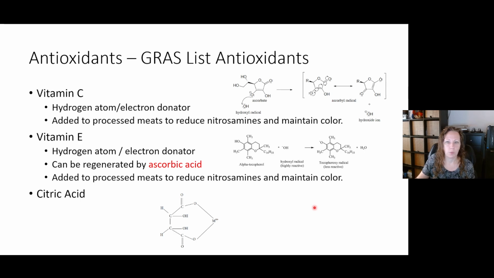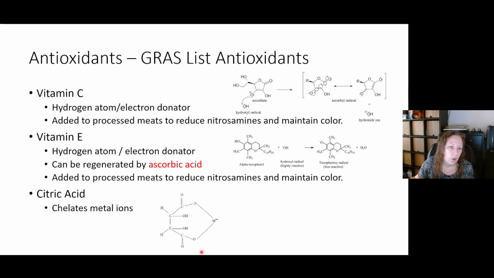Okay, and then the third one we'll look at is citric acid, and this one works differently than the other two. It chelates metal ions. So metal ions are often a source of accelerated oxidation. And so if those metal ions can be bound up, that's what chelating is, it's just binding it up so it can't react with anything else, then it provides a protective effect against any further oxidation occurring.